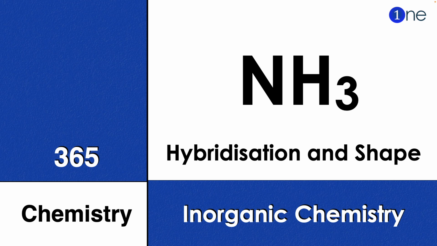Daily one question for you. Here you have ammonia. You have to find what is the hybridization and what is the shape of it.